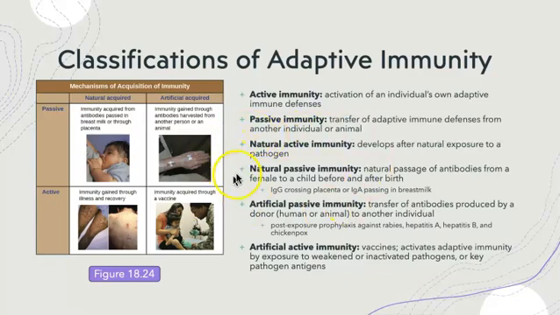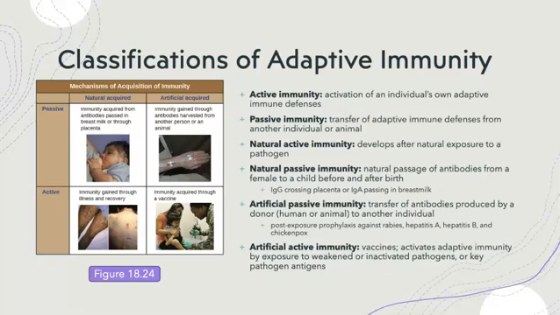So let's first take a look at natural immunities. Natural active immunity is going to develop after we are naturally exposed to a pathogen. When we have natural passive immunity, it means that we are able to pass on antibodies to another individual, and in most cases it's going to be an infant. So examples would be when we have IgG crossing the placenta from mother to the fetus, and then we have IgA passing in breast milk if the woman were to breastfeed.